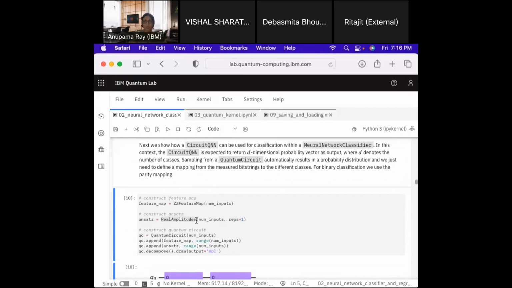You're using RealAmplitudes. You can use something else. You can use something called TwoLocal. TwoLocal also helps you create an ansatz, or you can define your own ansatz as well. So you can have a separate cell on top and define your own ansatz wherein you want a certain amount of rotations or certain amount of things.